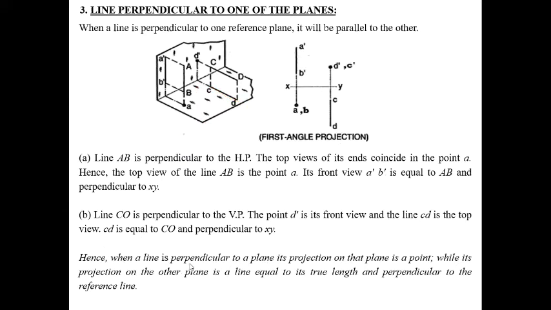So when a line is perpendicular to a plane, its projection on that plane is a point, while its projection on the other plane is a line equal to its true length and perpendicular to the reference line.